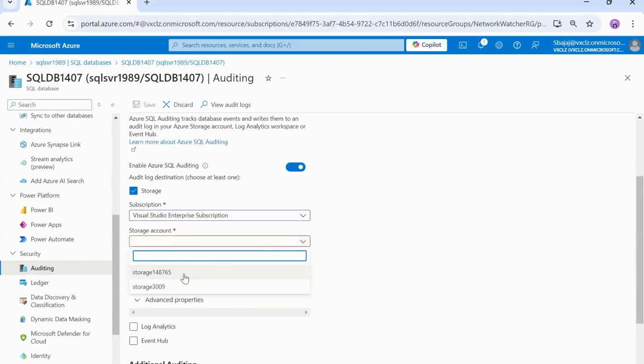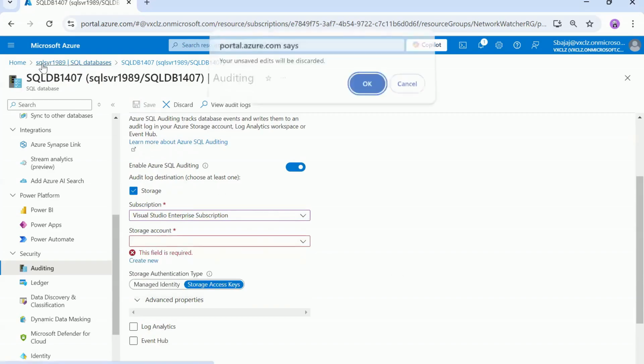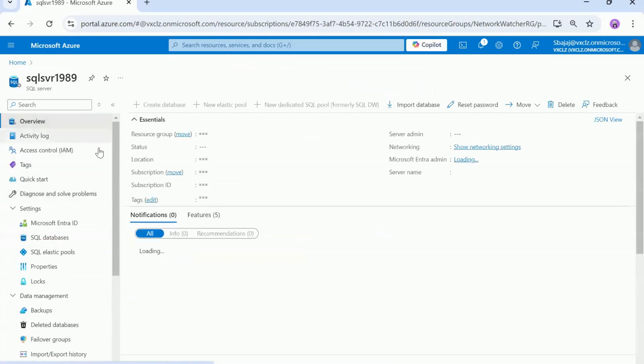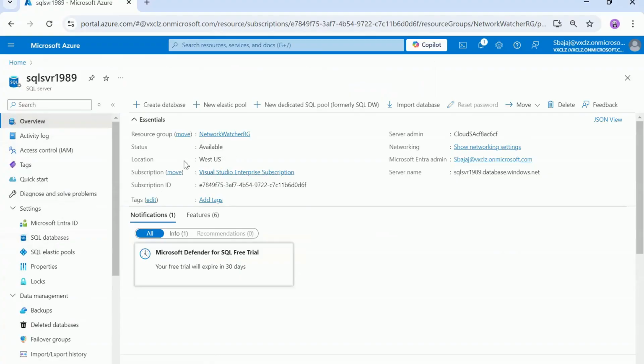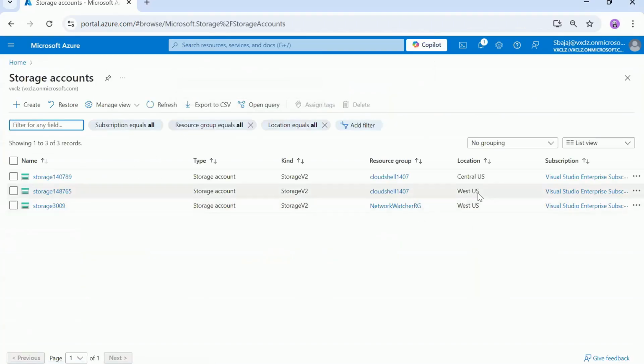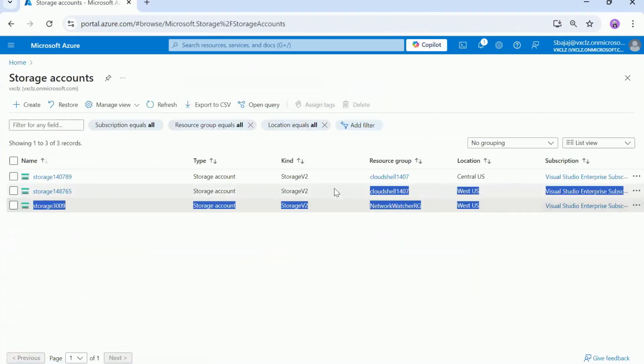Now here you can see I have created three storage accounts, but only two storage accounts are showing up here because they are in the same region as our Azure SQL instance. Let's go back and confirm that. We'll go back to the overview section, and you can see the location of the Azure SQL Server is West US. Now I'll go back to my storage accounts, and you can see two storage accounts are in West US.